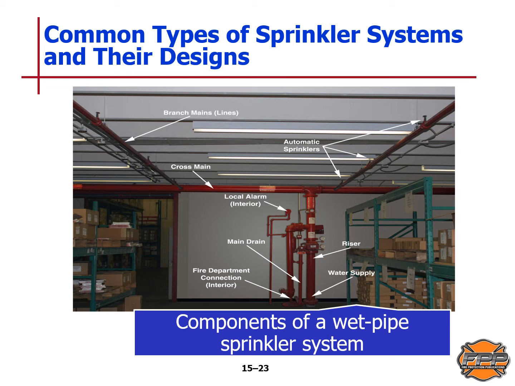These are common types of sprinkler systems and their designs. You see here the components of a wet pipe sprinkler system. You see the standpipes, and you see the local alarm interior, and you see the main drain, and you see the riser, the fire department connection, etc.